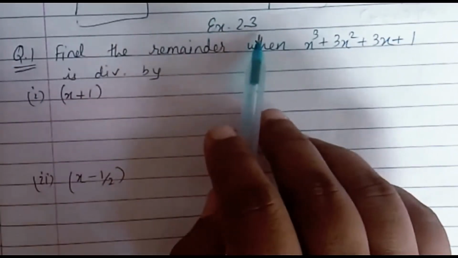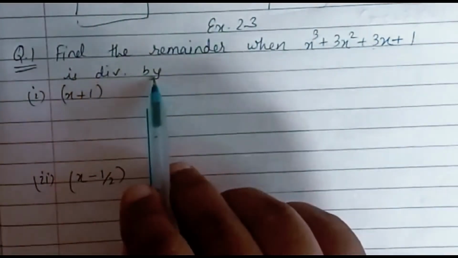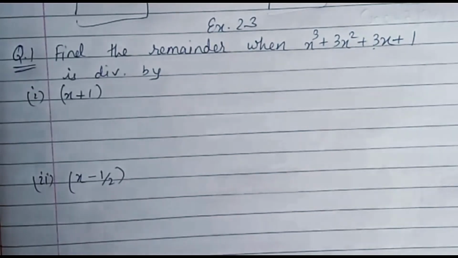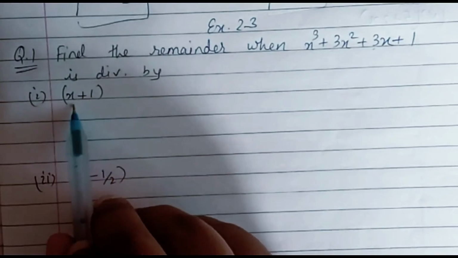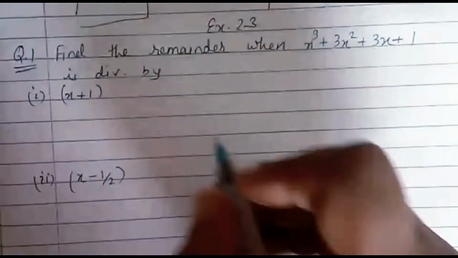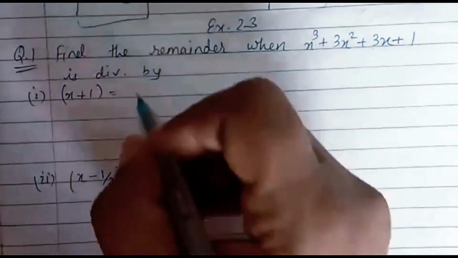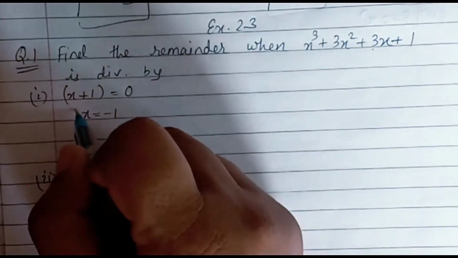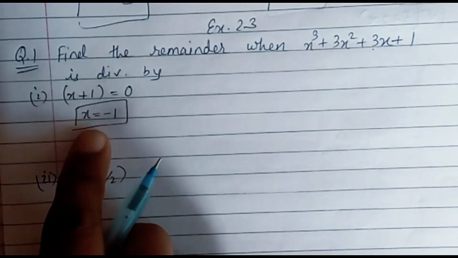So this is the zero of the given polynomial. Let's start with exercise 2.3. Find the remainder when this polynomial is divided by certain terms given here. We need to use the remainder theorem. I have already taught you in the remainder theorem that when a polynomial is divided by x plus 1, you need to first find out the value of x. So if x plus 1 is the given factor by which we have to divide, we will take x plus 1 is equal to 0. So the value of x will be -1.